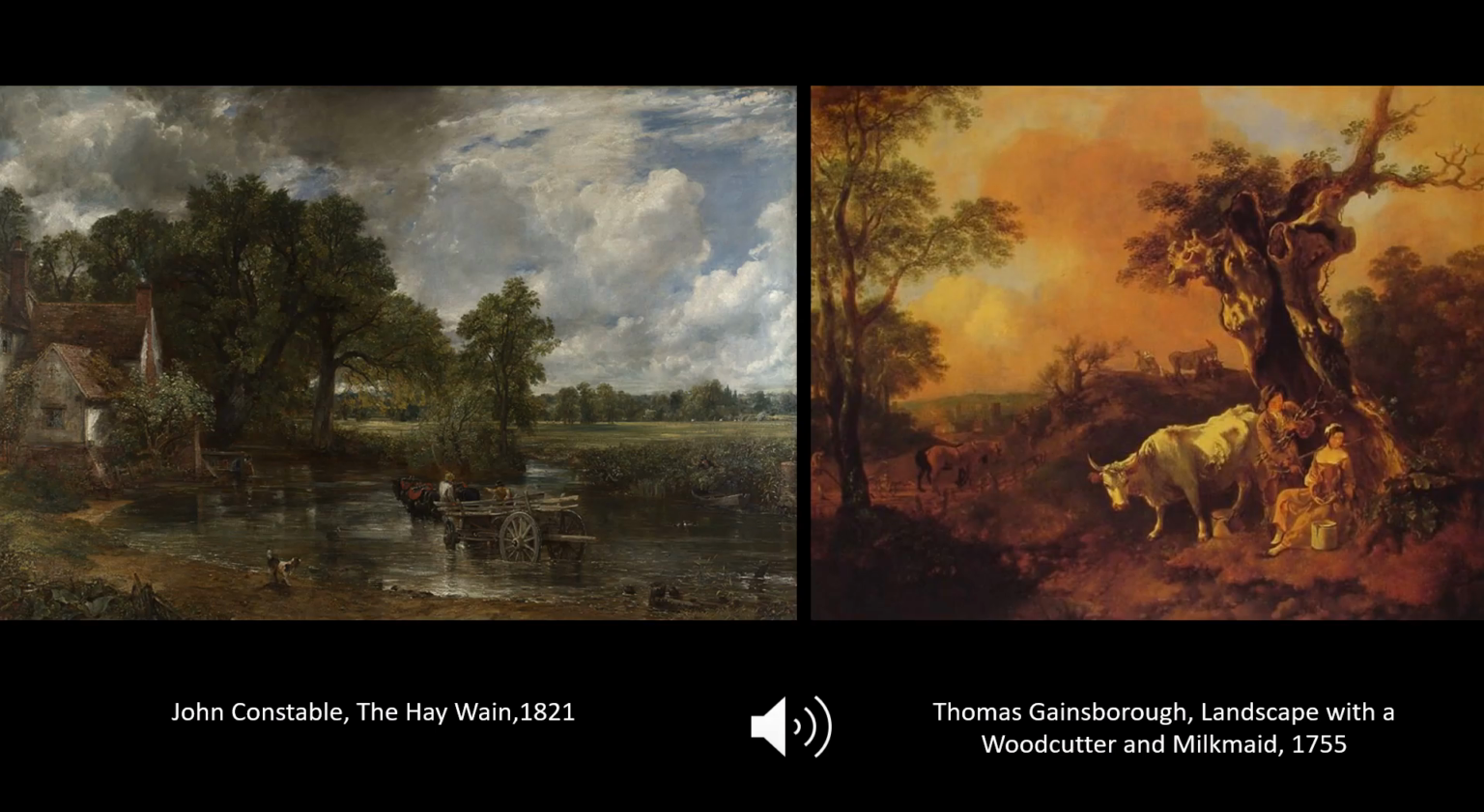If we were to construct a Venn diagram comparing the similarities and differences of Constable's Haywain with Gainsborough's landscape with a woodcutter and milkmaid from 1755, we would say that both are adapting the old Georgic vision of England. England as rich and peaceful, a land where labor is valued and rewarded. Both are adapting this vision to a time in which those very concepts were threatened by a new fear of the power of the laboring classes, right?